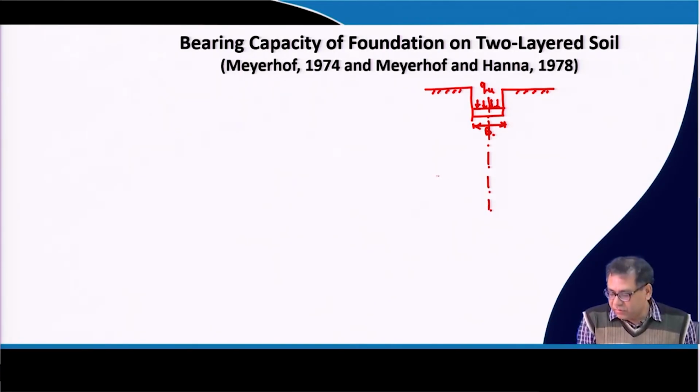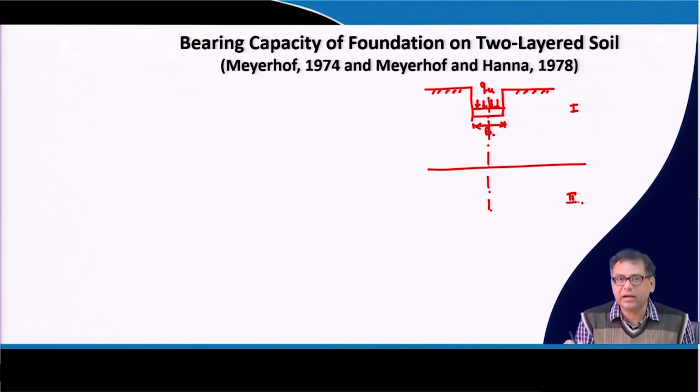Okay. Now, we have two layers. This is my layer 1 and this is layer 2. And in this particular case, the first case I will discuss, your first layer is stronger and the second layer is weaker. In the next case, I will discuss the second layer is stronger and the first layer is weaker. But in the first case, I will discuss that this first layer is always the stronger layer. Stronger soil, and this one is the weaker soil.